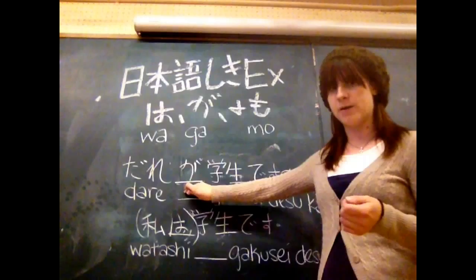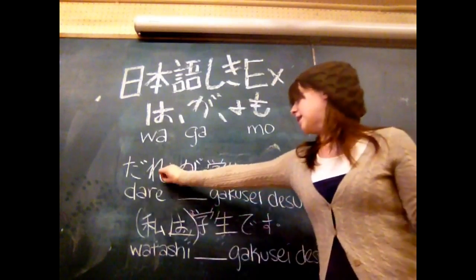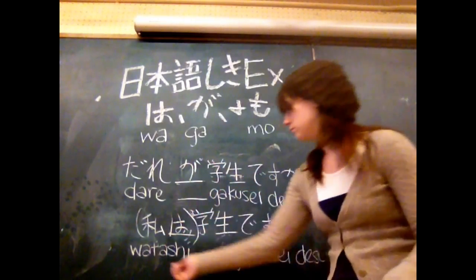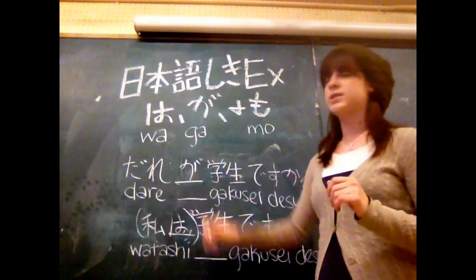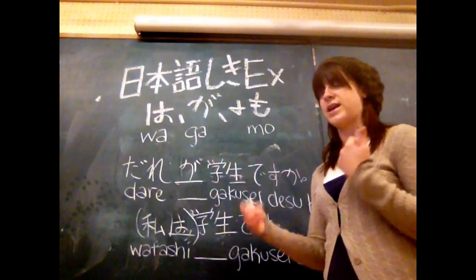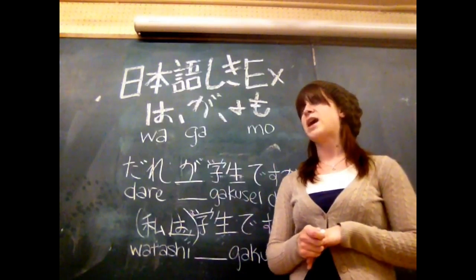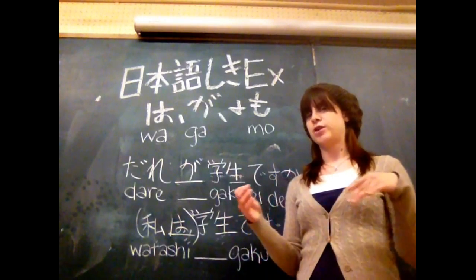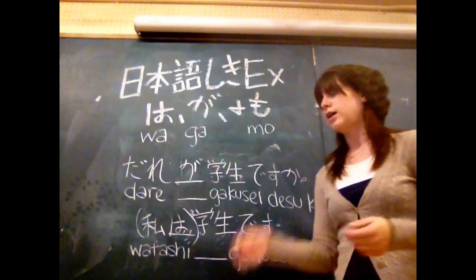This subject particle is used both as a clarification of a subject. Dare ga gakusei desu ka? Oh, well, watashi wa or watashi ga gakusei desu. You can also use this ga in terms of identifying a property of something. For instance, you would say, kuruma ga aoi desu. The car is blue. Because we're just identifying a property of the car.